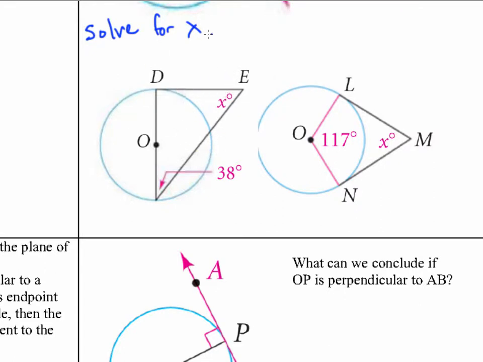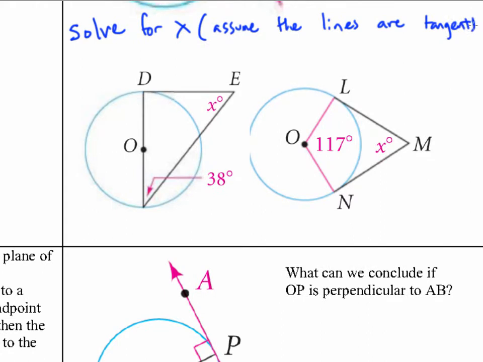And again, it says in the book, assume the lines are tangent that look tangent. So we've got this circle here, and you've got this line that comes out, DE, and it looks like it intersects just 1 time. So this is a tangent line. Or segment, I guess. Tangent segment.